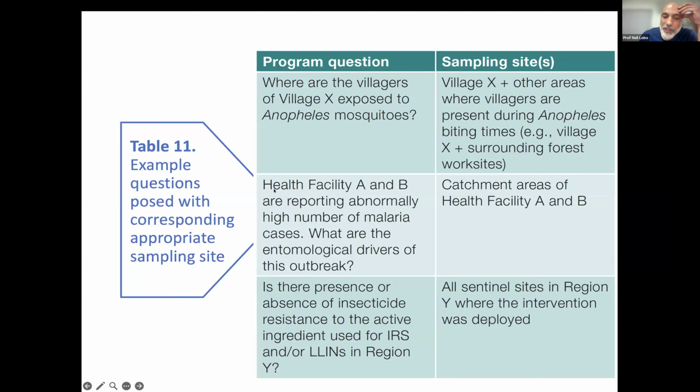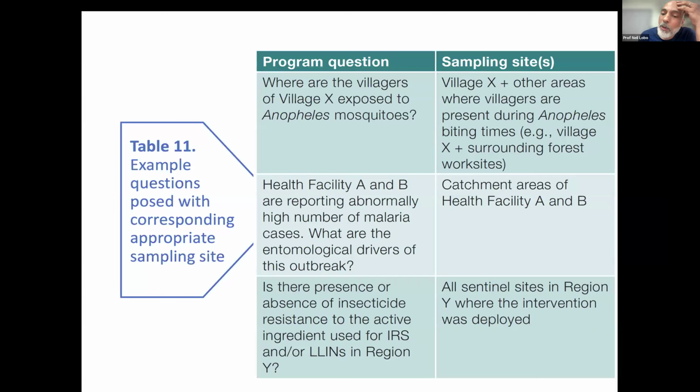Let's say our second question is there are two health facilities and they are reporting high numbers of malaria cases. So, my question is, what are the entomological drivers of this outbreak? There's an outbreak there. What entomologically, what is causing it? So now all these people are reporting to these health facilities, right? And they're coming from the catchment areas, the villages surrounding these two health facilities. So any of these villages that are surrounding these health facilities can be used.